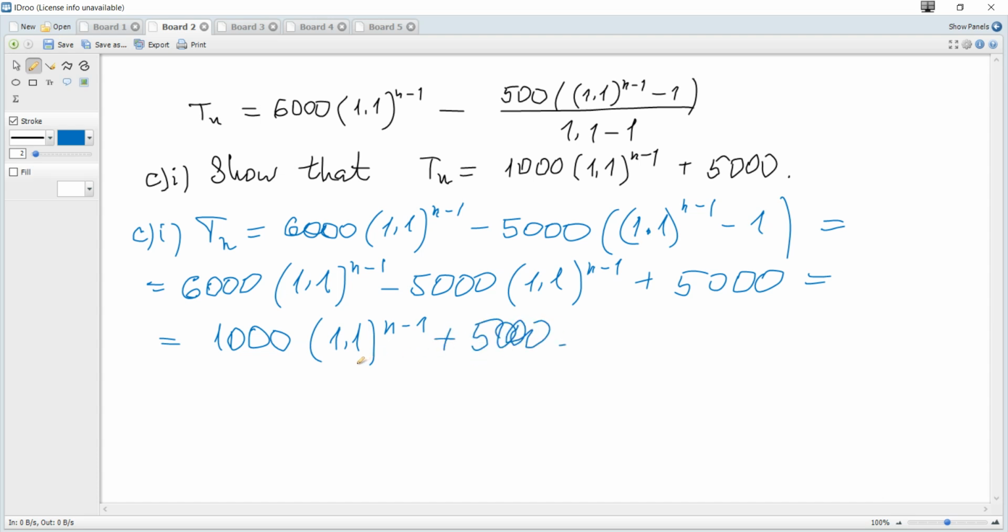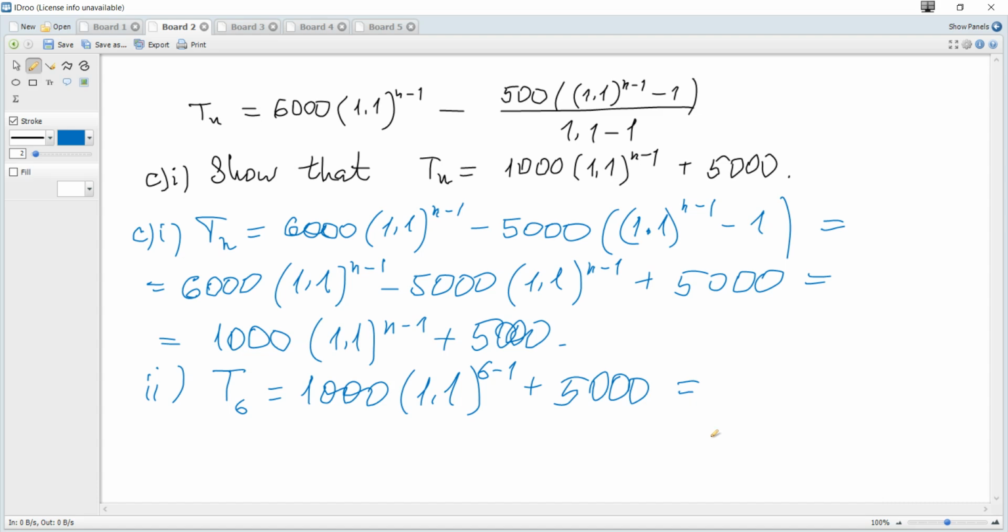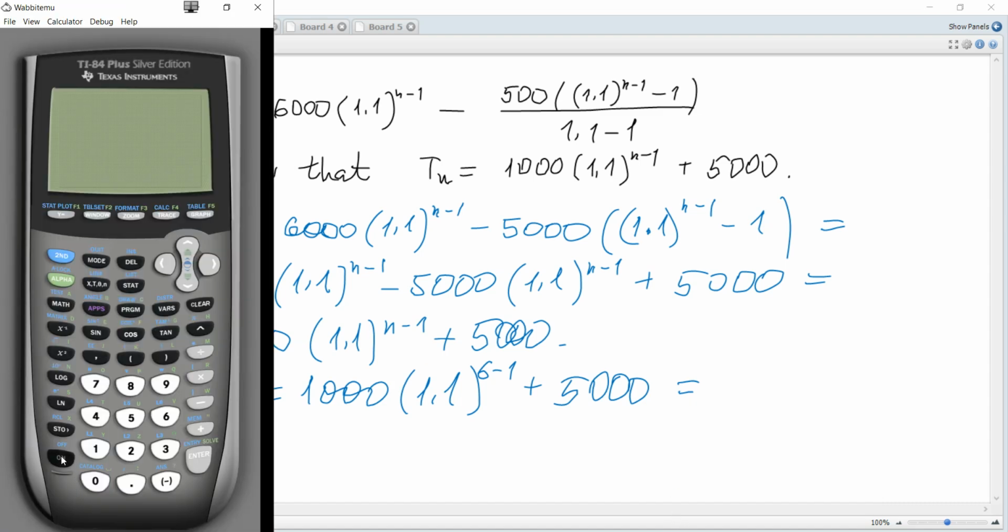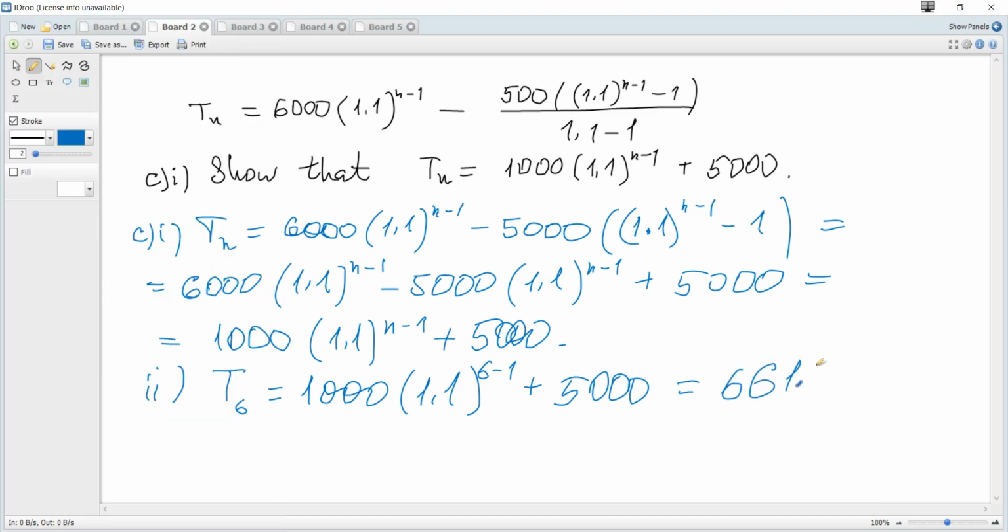The next, hence or otherwise find T6. So we can use this formula, just substituting 6 for n to get T6 is 1000 multiplied by 1.1 to the power 6 minus 1 plus 5,000, and just using a calculator, give your answer to the nearest whole number, and it's this value to the nearest whole number.